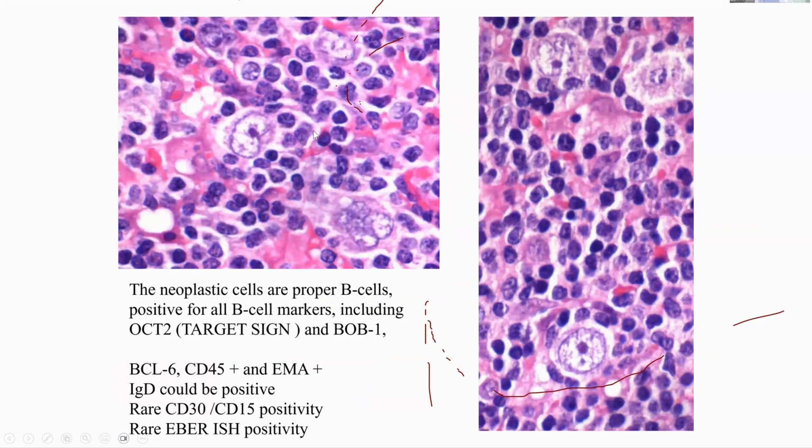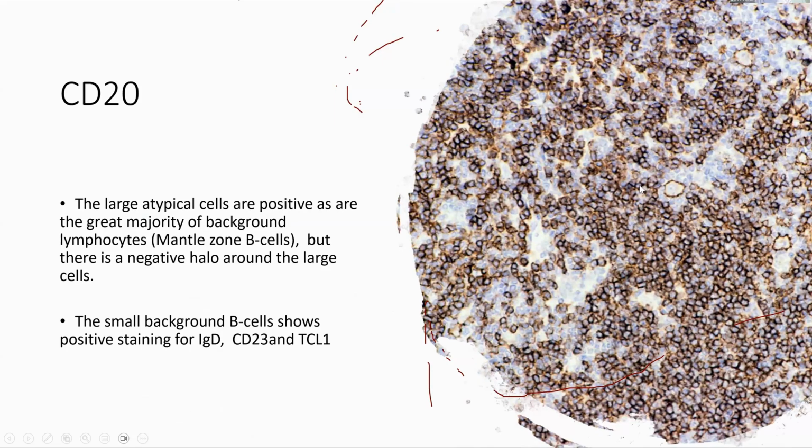These cells show strong positive staining for B cell markers, unlike classic Hodgkin lymphoma, and can be positive for CD45 as well as BCL6. CD30 and CD15 can be seen, but are usually negative, and EBER is essentially negative. The CD20 shows two patterns of staining. The large cells are strongly positive, and there are background cells, what we call mantle zone B cells. These background B cells show staining for IgD, CD23, and TCL1, resembling mantle zone.